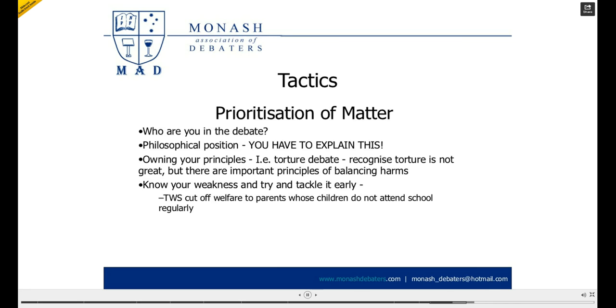The second thing that you need to be able to do here, and this idea of owning your principles and knowing your weaknesses, go hand in hand. This comes back to what I said previously, which is sometimes you're going to have to argue for really, really difficult stuff. An example here is cutting off welfare to parents whose children do not attend school regularly. Bad things are probably going to happen to those children in the short term. They may not have enough food to eat at their homes. There could be serious problems that exist there. And don't pretend like that's not going to happen.